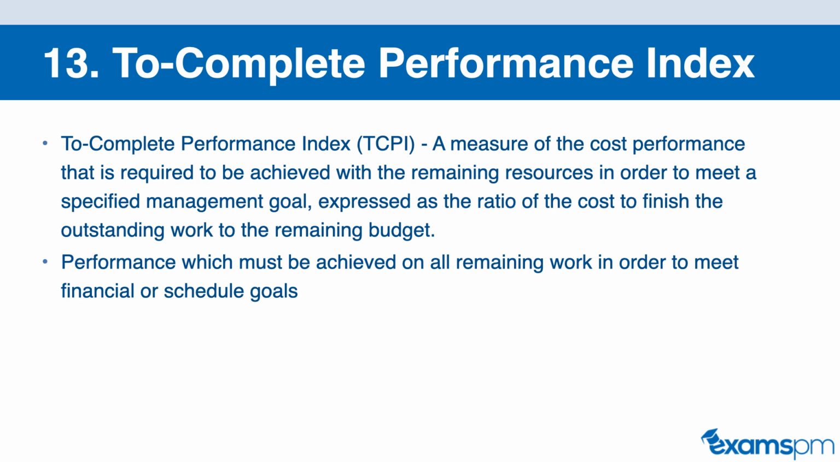Finally, we have our TCPI, which is our final formula that you need to know for your upcoming PMP exam. The TCPI is the To Complete Performance Index. This is a measure of the cost performance that is required to be achieved with the remaining resources in order to meet a specific management goal. It is expressed as a ratio of the cost to finish the outstanding work to the remaining budget.